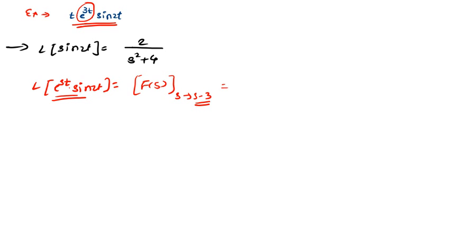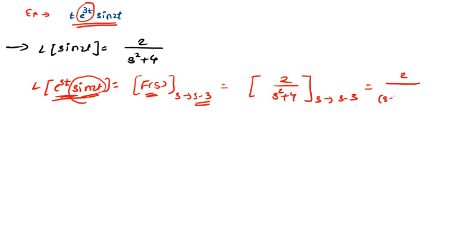So what is f of s? F of s is L of f of t, meaning L of sine 2t, and L of sine 2t is nothing but 2 upon s square plus 4. So in this, replace s by s minus 3. What will you get? 2 upon (s minus 3) square plus 4. That will be the Laplace transform of e raised to 3t into sine 2t.